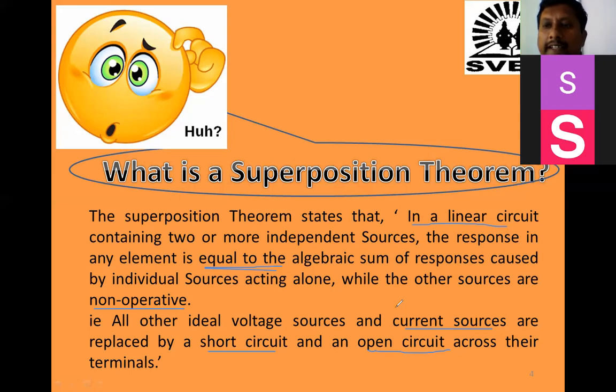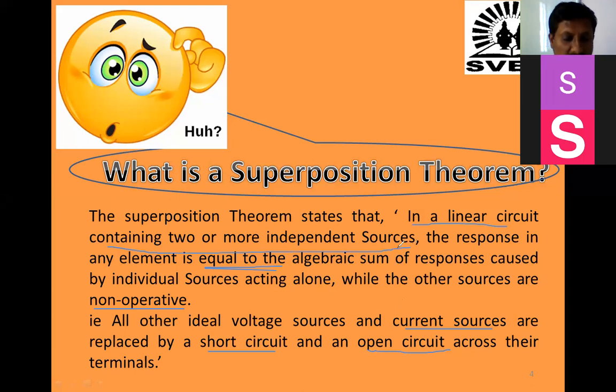So the first condition to apply the superposition theorem is that the circuit should be linear. If it is a non-linear circuit, we cannot apply the superposition theorem. Are you getting my point? So this is the condition, in a linear circuit. Another condition is there. What is that? Containing two or more independent sources.